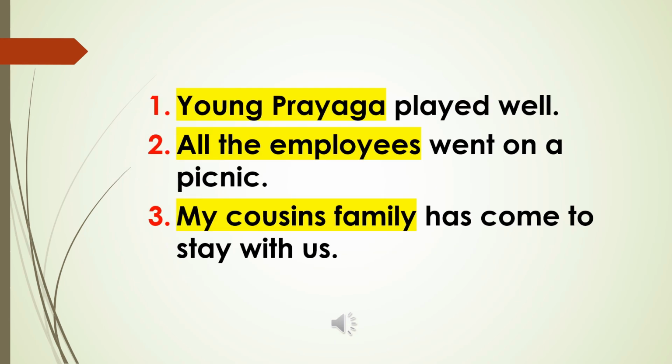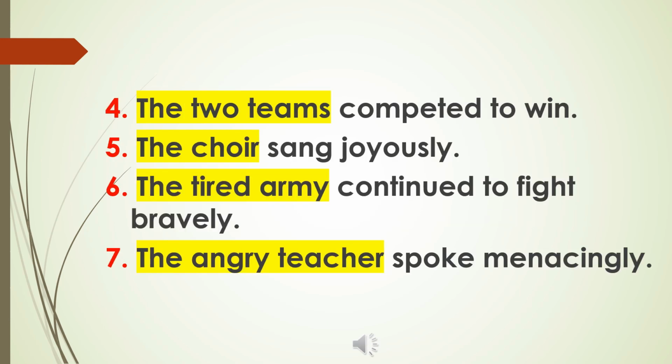Now, let us check the answers. In the first sentence, young Prayaga is a subject, played well, predicate. Second, all the employees, subject, went on a picnic, predicate. Third, my cousin's family, subject, has come to stay with us, predicate. 4. The two teams, subject, competed to win, predicate. 5. The choir, subject, sang joyously, predicate.